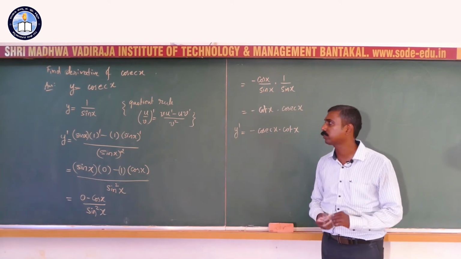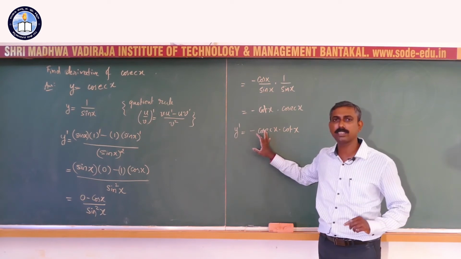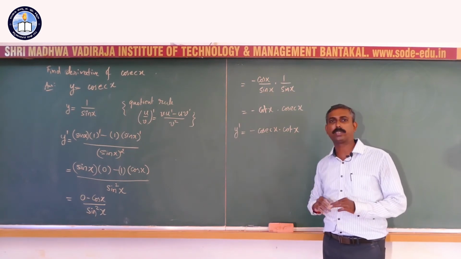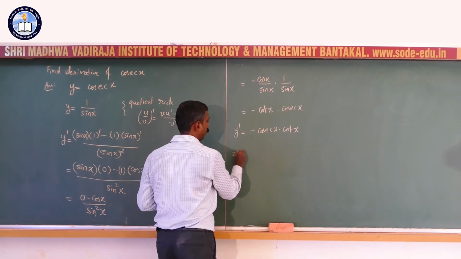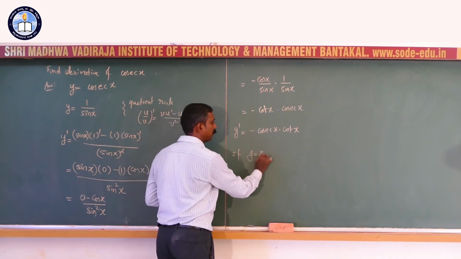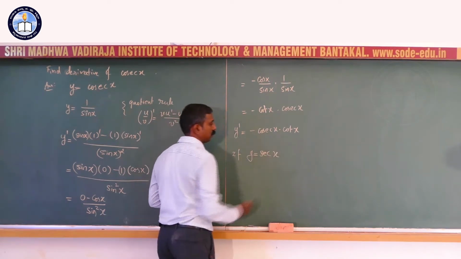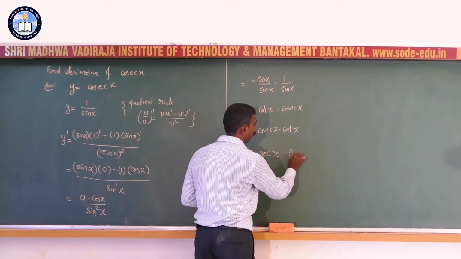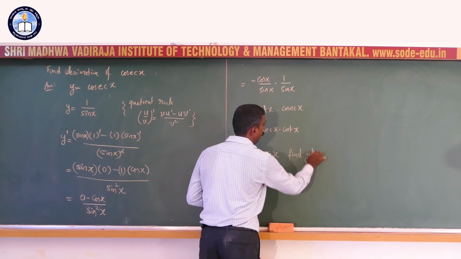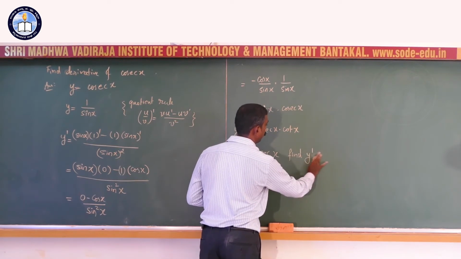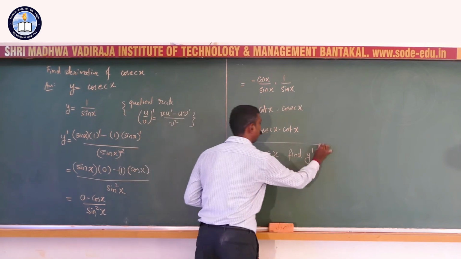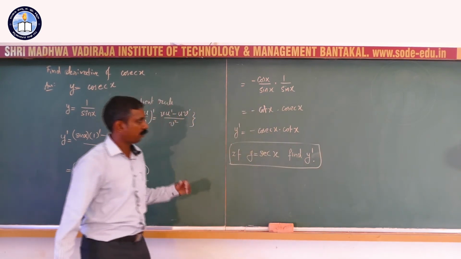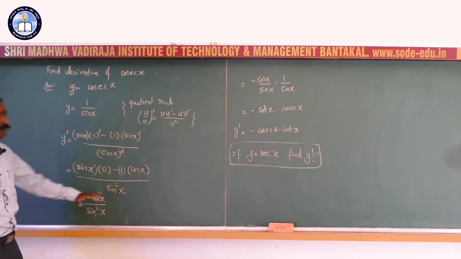Almost it gives the same function, cosecant x, but it comes with cot x. Now, you can try the same manner. If y is equal to secant x, find y dash. So, this is a question for you people, and you can guess the answer in the same manner.